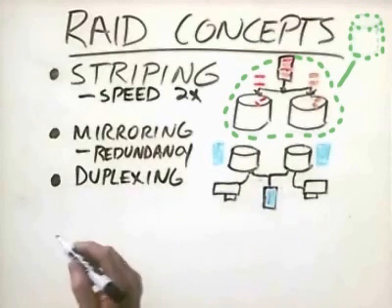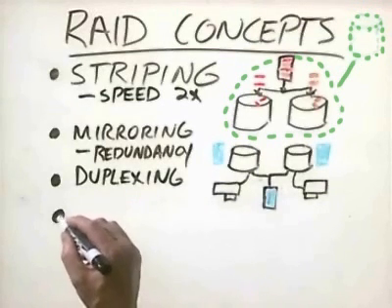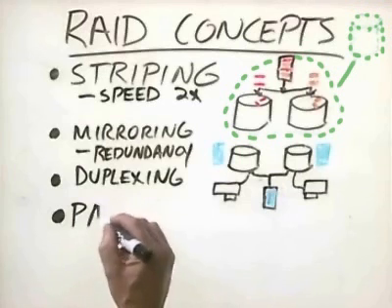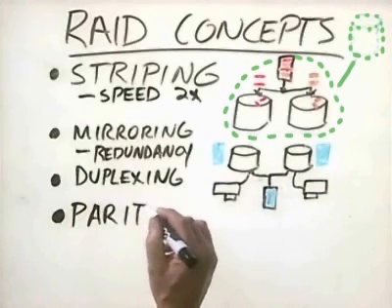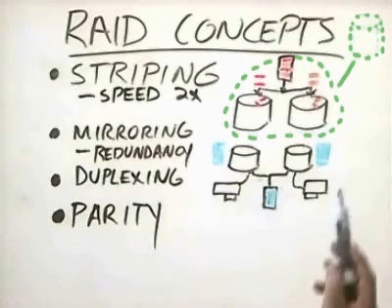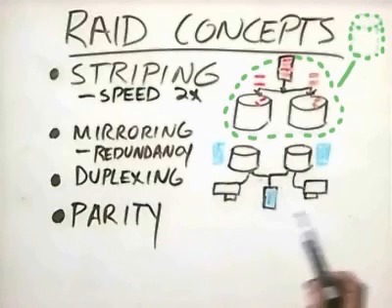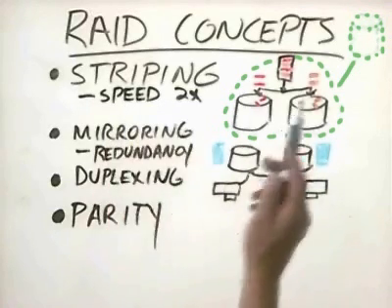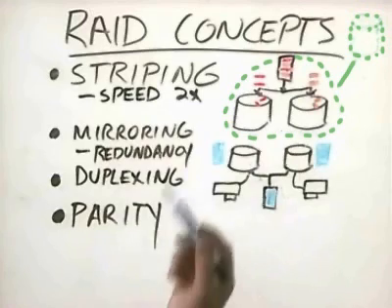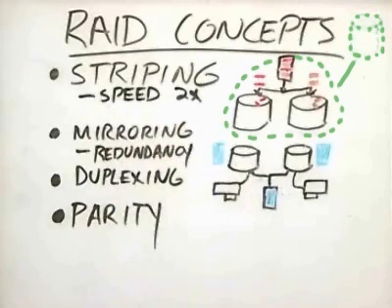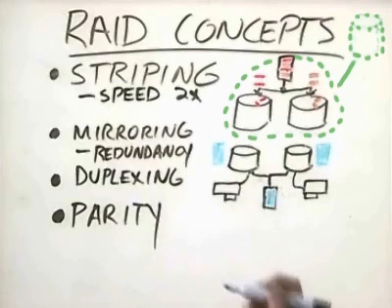There's one more RAID concept that you need to understand before we move on, and that is the concept of parity. Now, mirroring and duplexing works very, very nicely, but we don't get the speed advantage introduced by striping. Well, what if we want to use striping and we want to have some degree of redundancy or fault tolerance? Well, we can do that with parity.